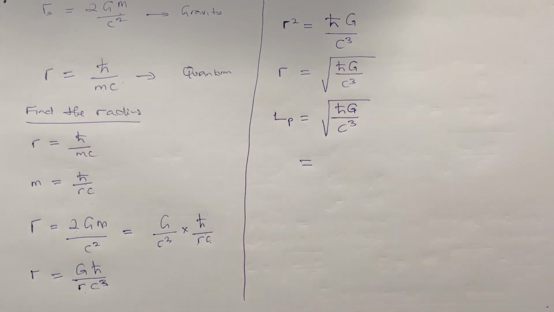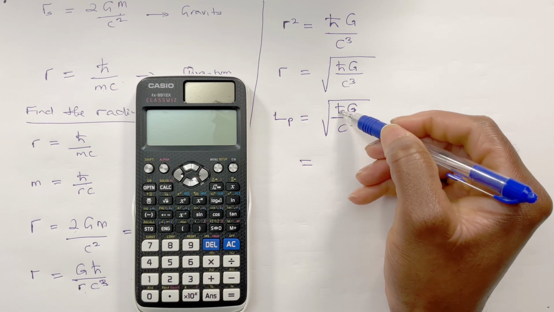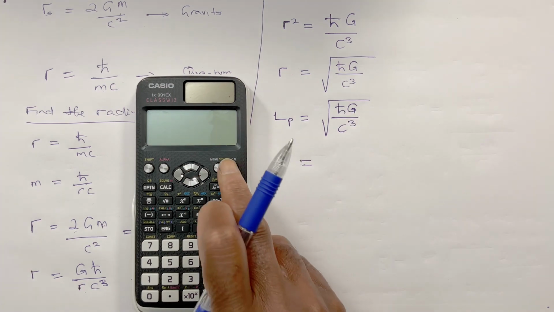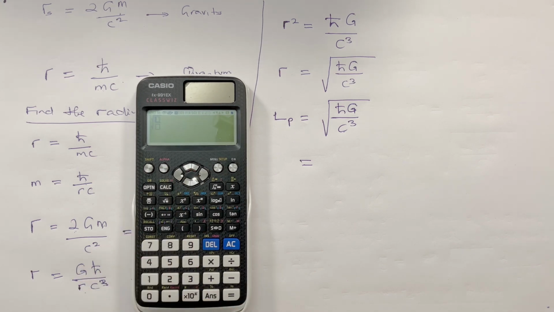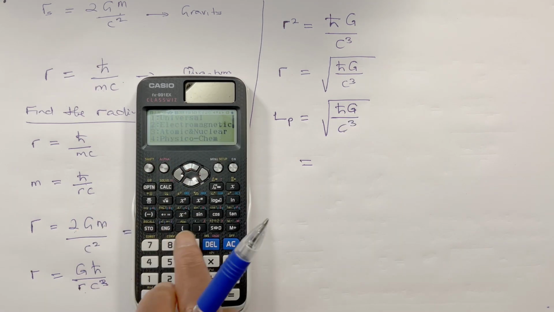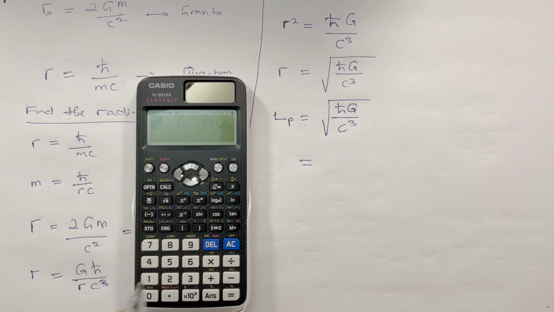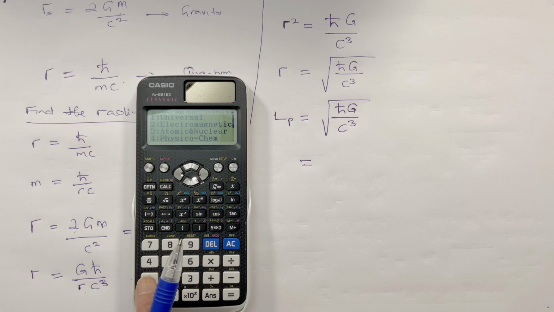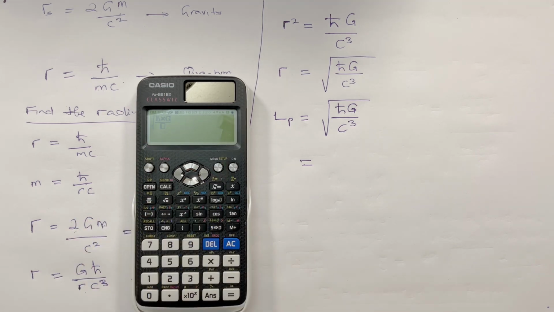Using my calculator again, we go to universal constant: h Planck, big G, and speed of light in vacuum. I need a square root and fraction key there. Then I find the h bar: shift, constant, universal constant. h bar is number 2, so I press 2. I'll times that by big G: shift, constant, universal constant. Big G is number 7.